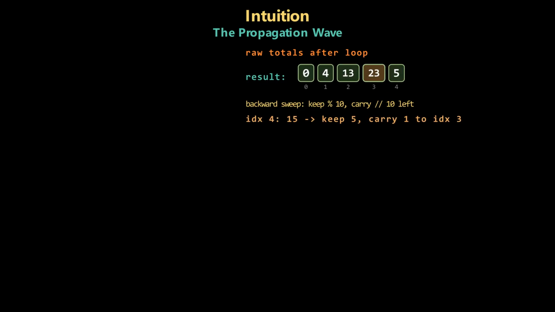To clean this up, we run a single backward sweep from right to left to propagate our carries. We keep the remainder of a division by 10 in the current slot, and pass the quotient forward to the left neighbor. A single smooth wave stabilizes our values into perfect single-digit mathematical alignment.